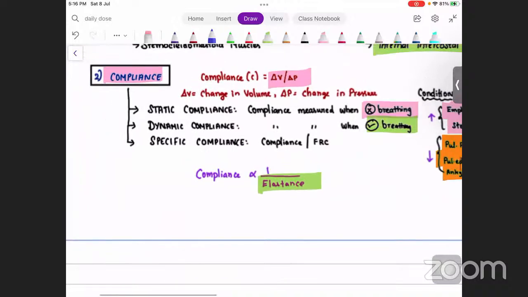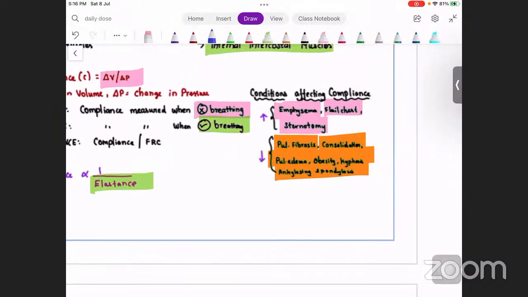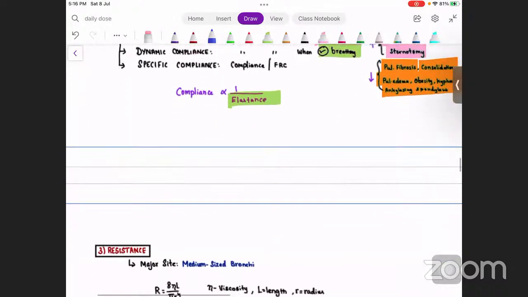So what are the things you have to know about compliance? Del V by del P. Static compliance is measured when there is absence of breathing. Dynamic compliance is measured when there is presence of breathing. Compliance is inversely proportional to elastance. An increase in compliance is seen in emphysema, flail chest, and sternotomy, while a decrease in compliance is seen in pulmonary fibrosis, pulmonary edema, ankylosing spondylosis, kyphosis, obesity, and lung consolidation. Okay, so this is all about compliance.